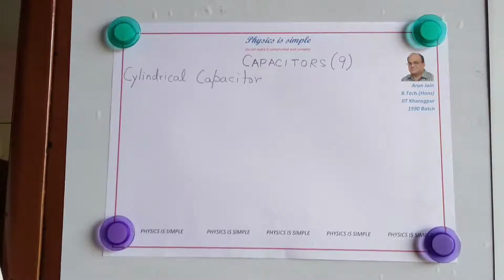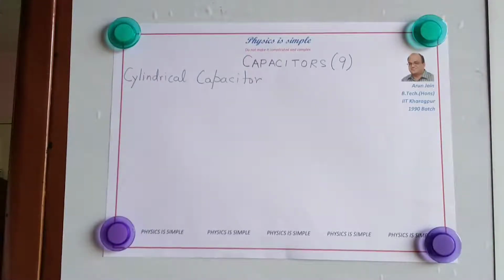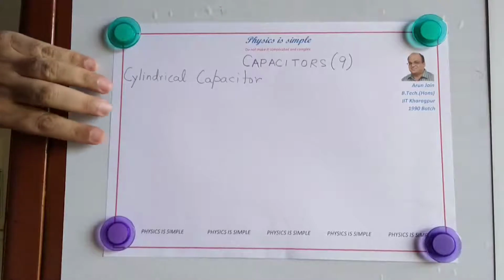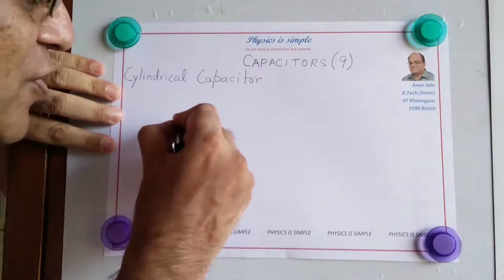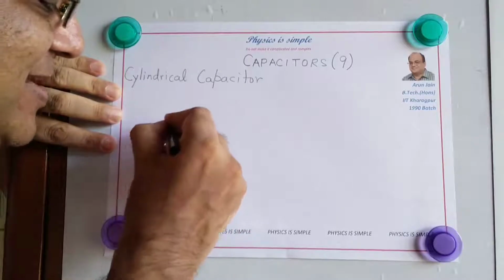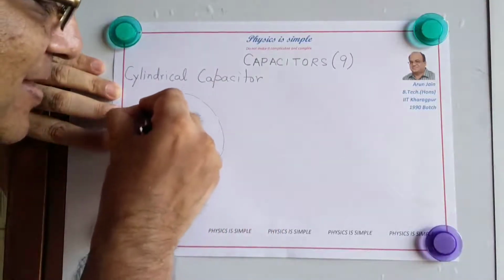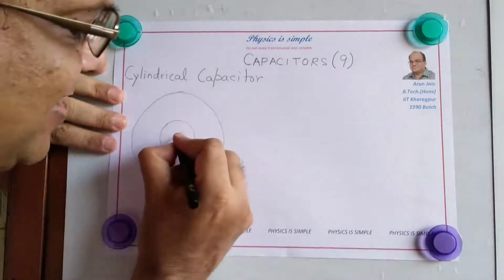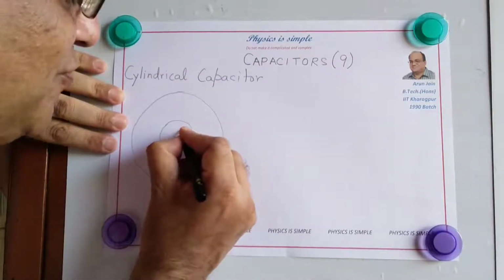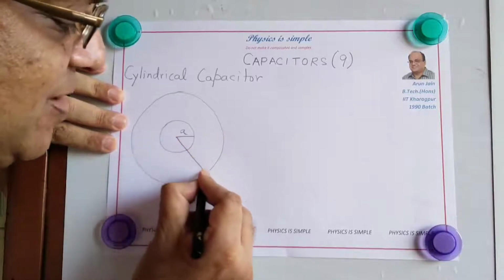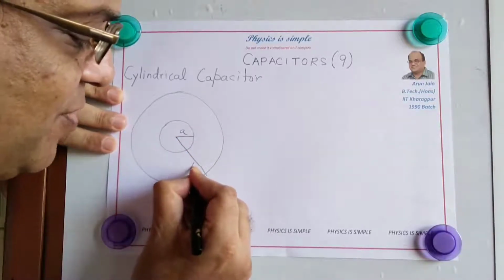Physics is simple. Now in this lesson, let us see how easy it is to derive the formula for capacitance of a cylindrical capacitor. So a cylindrical capacitor will have two coaxial cylinders. Their axis is the same. The inner cylinder, say, has a radius of small a, and the outer cylinder has a radius of small b.